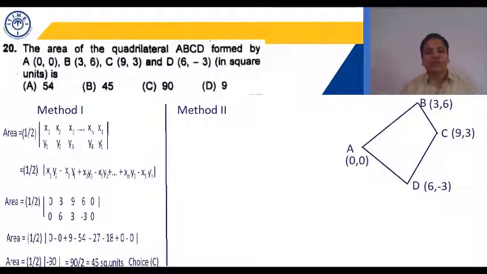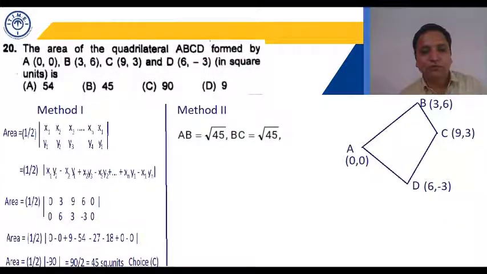Now let's come to the second method. We know the figure, we had the coordinates given. Let's find the value of AB. How do you find the value of AB? It's the square root of (3 minus 0) whole square plus (6 minus 0) whole square. That is the distance between A and B using the distance formula. So 3 minus 0 is 3, 3 square is 9, 6 minus 0 is 6, 6 square is 36, 36 plus 9 becomes 45. So the length of AB comes out to be root 45.